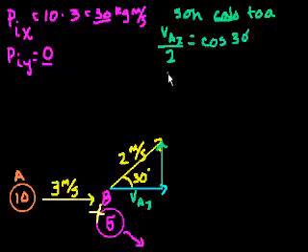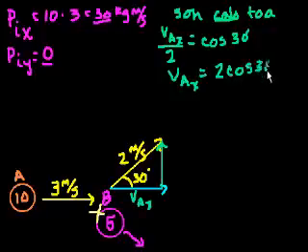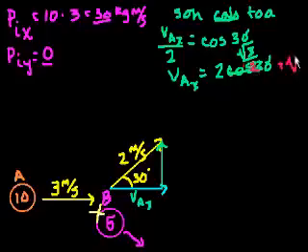Or the velocity of A in the x direction is equal to 2 cosine of 30 degrees. And what's cosine of 30 degrees? All right, it's square root of 3 over 2. And square root of 3 over 2 times 2 is equal to square root of 3. So this is equal to the square root of 3 meters per second.